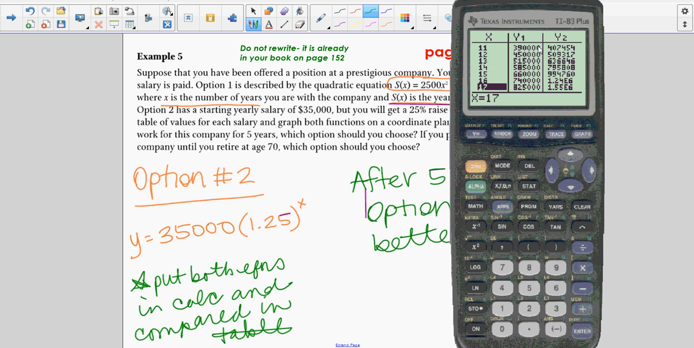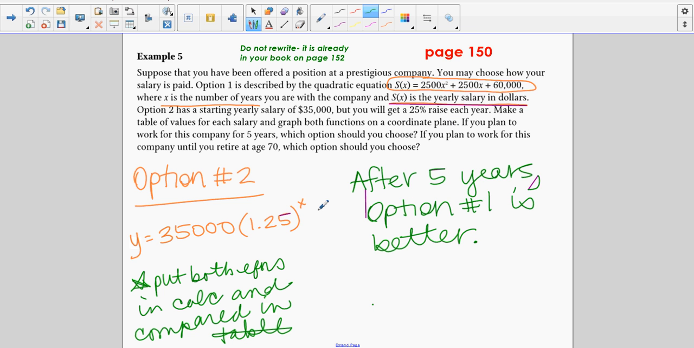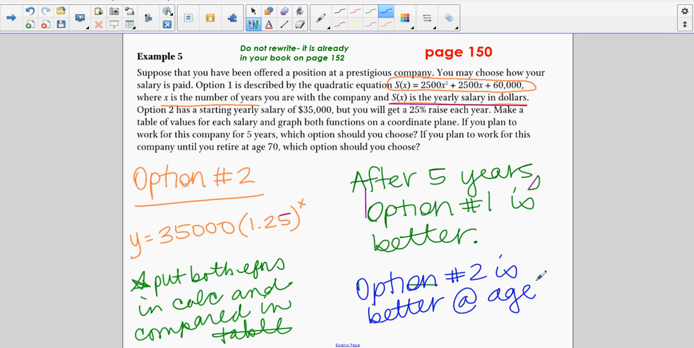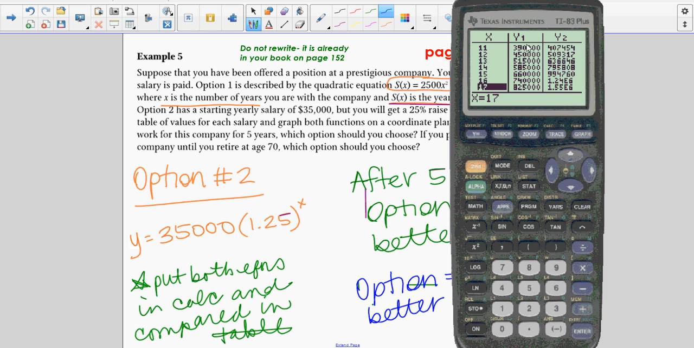So I'm going to assume if after 11 years, option number 2 is better, if I'm planning on working until age 70, I'm going to assume that it's going to be more than 11 years, okay, just by the context of the question. So if I'm going to work until 70, option number 2 is better for retirement. Just because at 11 years is that breaking point where option number 2 becomes the better option, and then it's always going to be the better option from there on out.